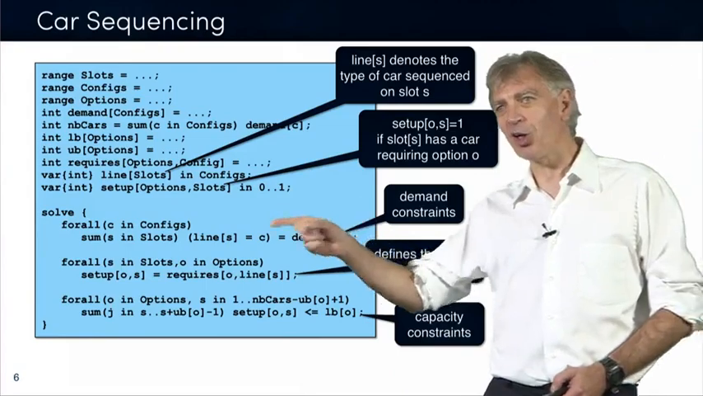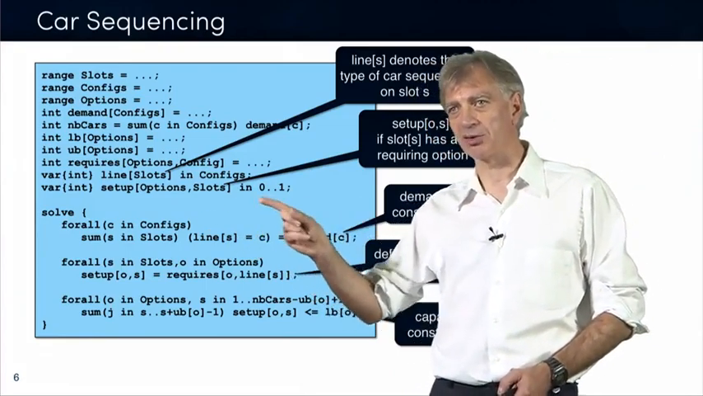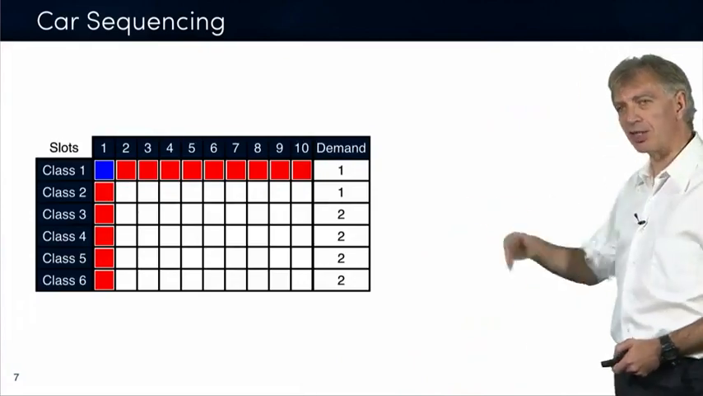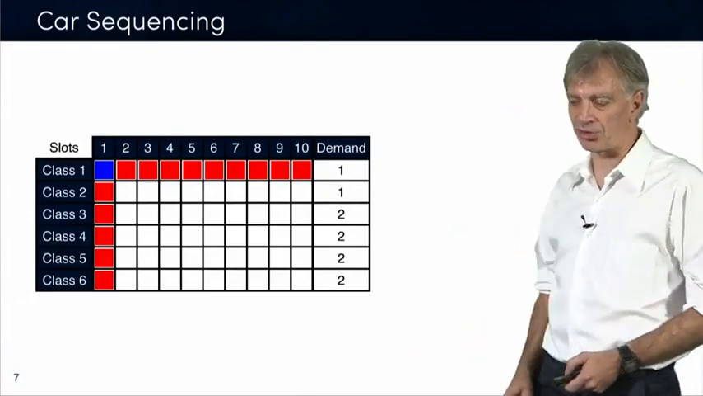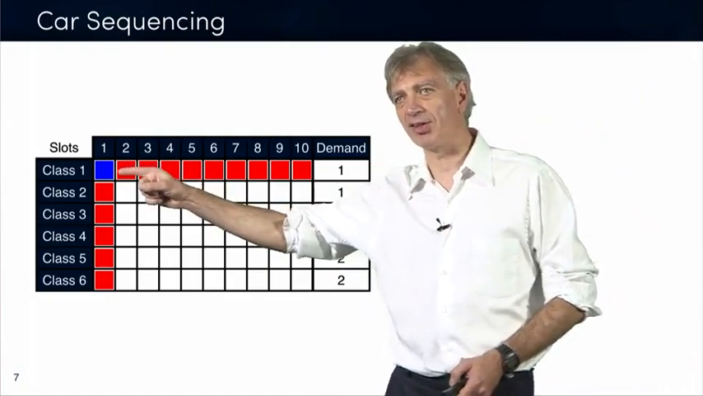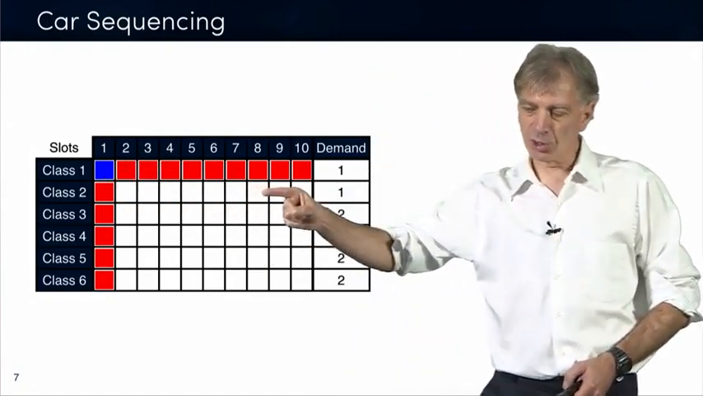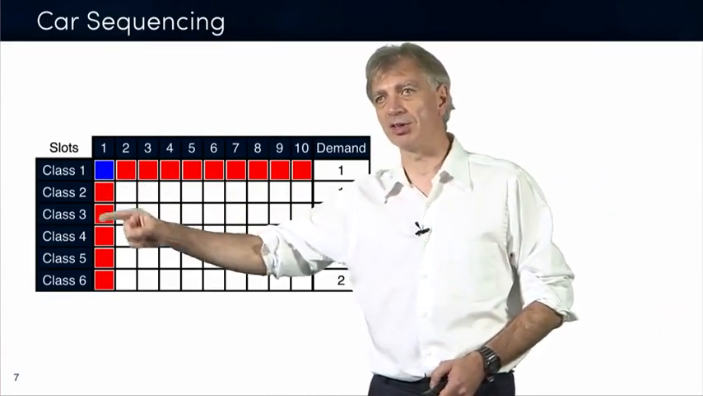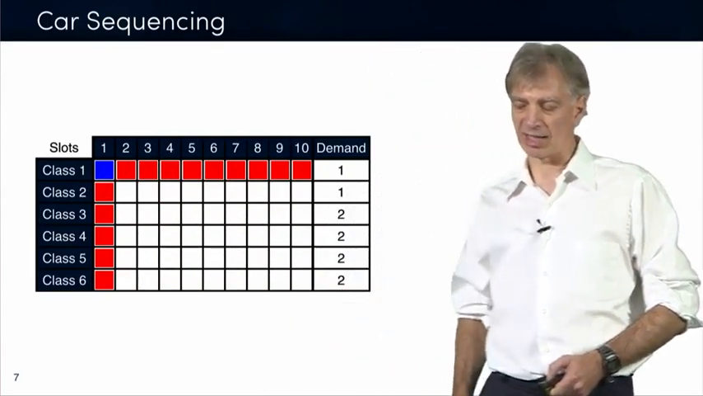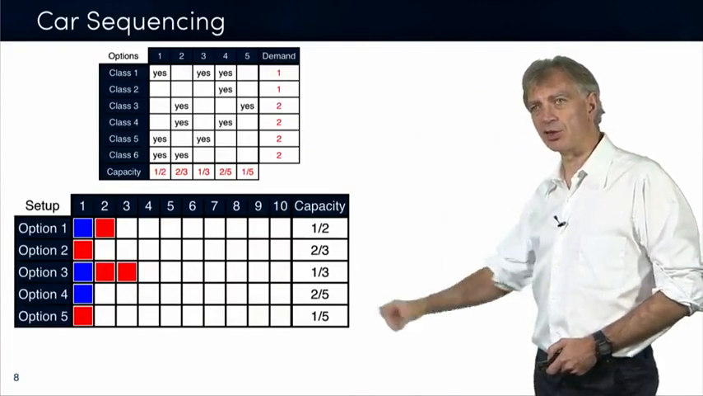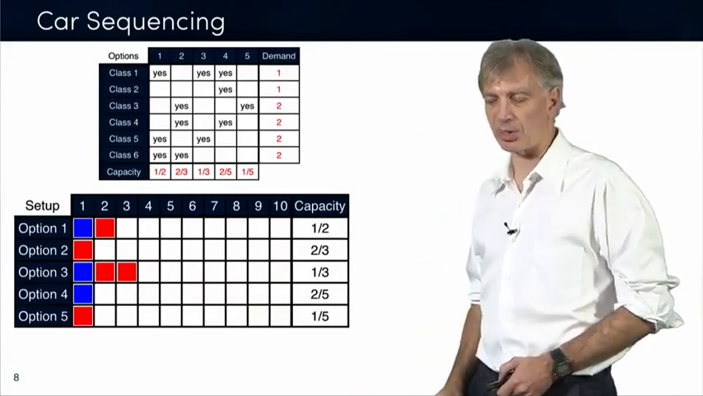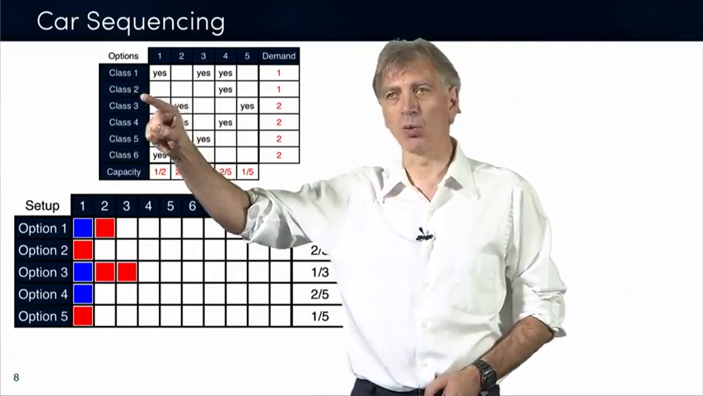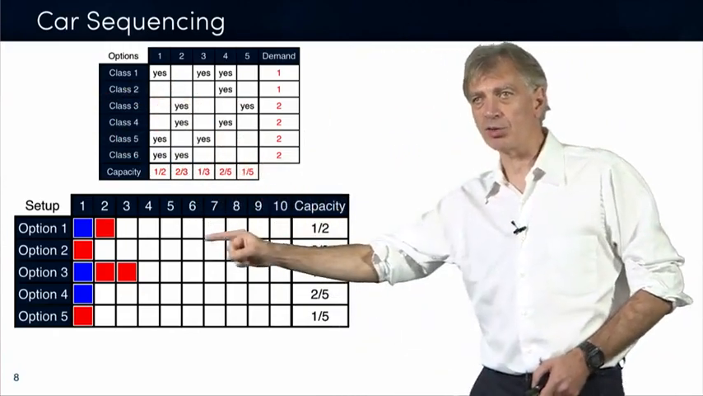It uses a lot of the features of constraint programming: reified constraints, element constraints, and these sums over windows. And this is a little bit how the system is working. As soon as you place a car, this is type 1, you know that since the demand is 1, you will only produce one of this type, and of course there is no other car that can be scheduled at that slot. Now what is interesting to see is what is happening to the options. You know that class 1 over there is requesting options 1, 3, and 4. And that's what you see there.